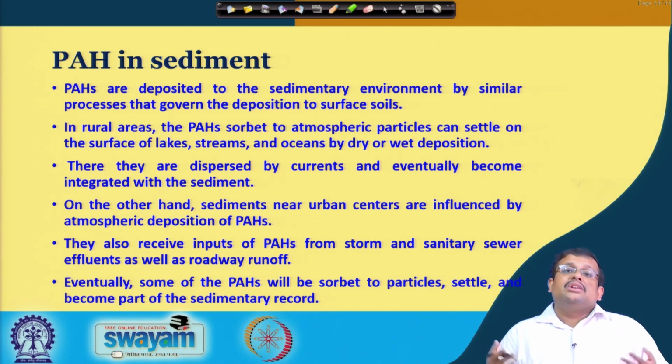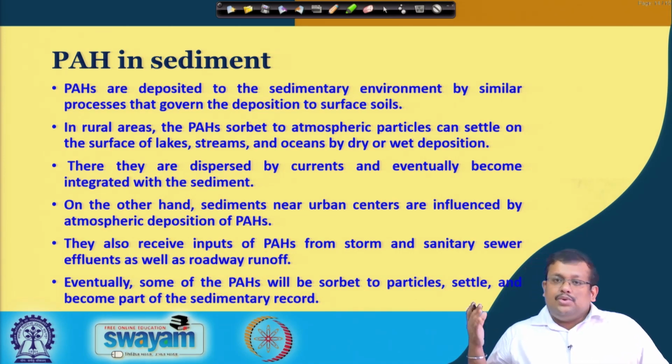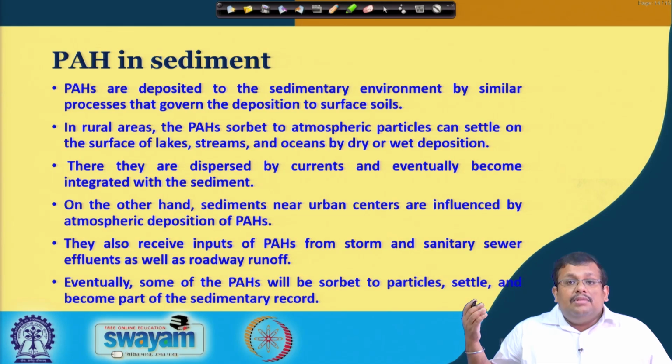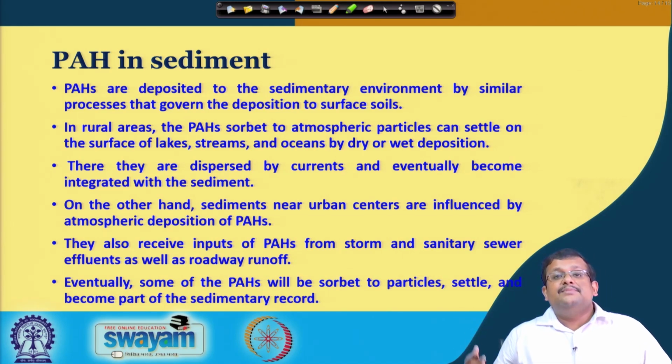Now, if we consider the pH retention in the sediment, then pH are deposited to the sedimentary environment by similar processes which we have seen already for the soil. Now, in rural areas, the pH sorbate to atmospheric particles. Atmospheric particles can settle on the surface of the lakes, streams and oceans by dry and wet deposition. They are dispersed by currents and eventually become integrated with the environment. On the other hand, sediments near urban centers are influenced by atmospheric deposition of the pH. They also receive inputs of pH from storm and sanitary sewer effluents as well as roadway runoff. Eventually some of the pH will be sorbate to the particles, settle and become part of the sedimentary record.